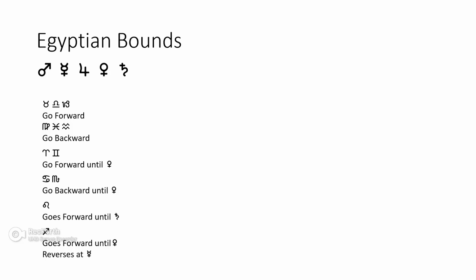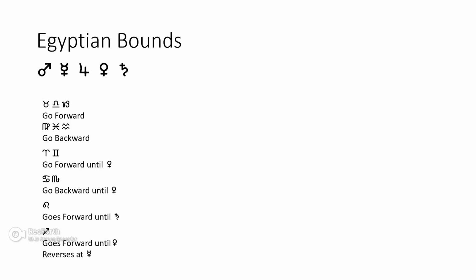Now that we've discovered what the first bound is in a sign, in a 30-degree division, I want to tell you how to remember the sequence of the bounds. So, Taurus, Libra, Capricorn go forward. Virgo, Pisces, and Aquarius go backwards. I'm about to explain how to do this, by the way. Aries and Gemini go forward until Venus. Cancer and Scorpio go backward until Venus. Leo goes forward until Saturn. And Sagittarius goes forward until Venus and then reverses at Saturn.